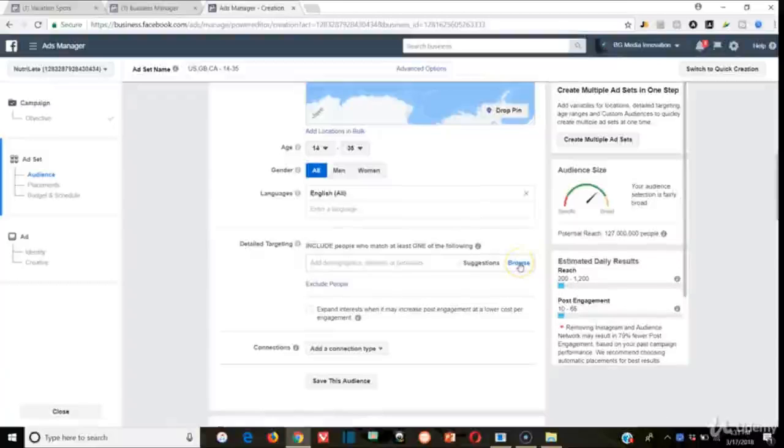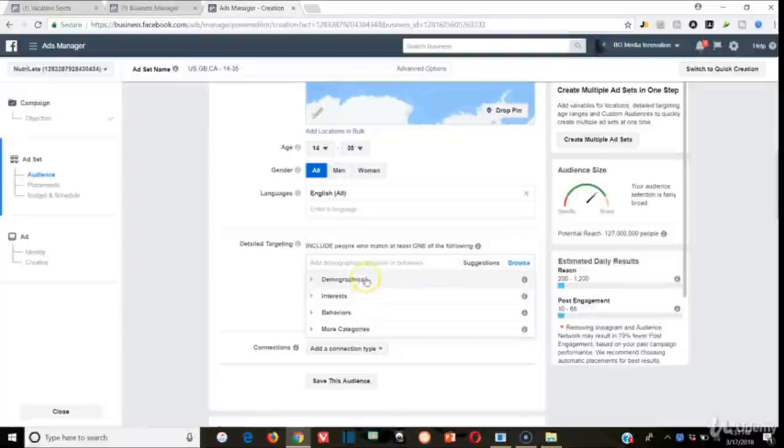So what you're going to want to do is browse these and really familiarize yourself with the demographics, the interests, and the behaviors. Not so much more categories. There can be some good ones in more categories, but you're really going to focus on interests, demographics, and somewhat behaviors, depending on what your niche is and your purpose.